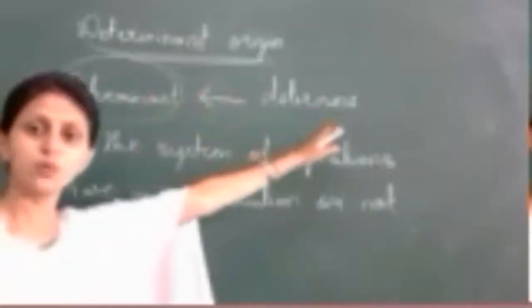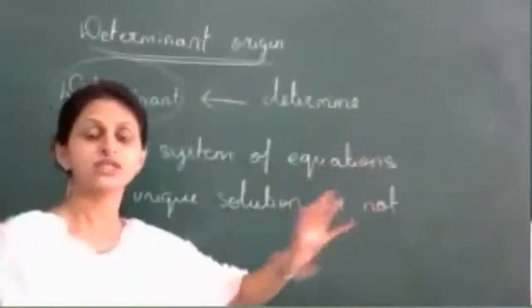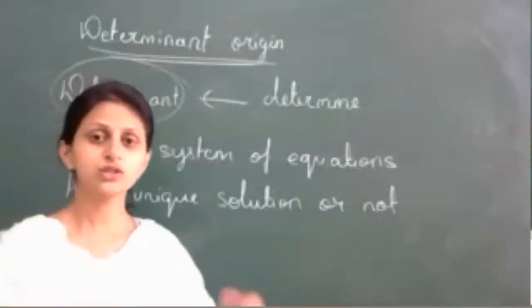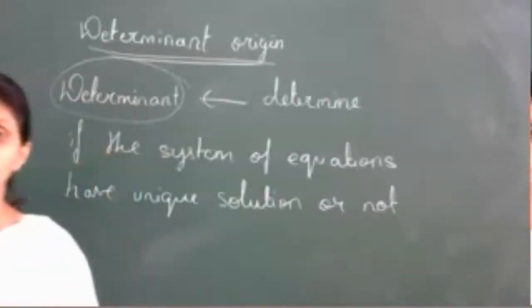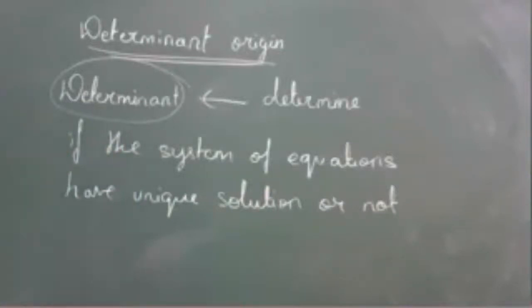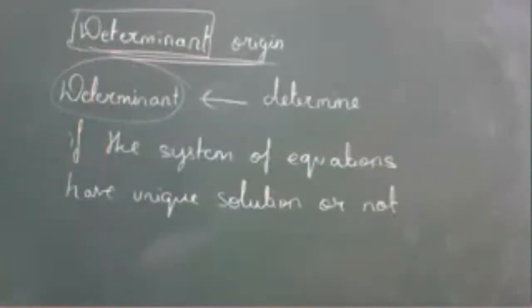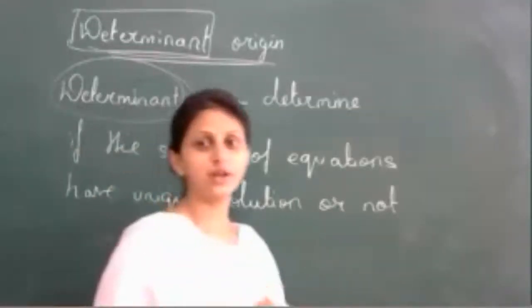Right? Also we know that the word determinant comes from the word determine. So it determines if the system of linear equations has a unique solution, infinitely many solutions, or no solution. Is that clear? And hence this name, determinant. So I hope we all know the origin of determinant now and also the purpose of this topic. Right? The purpose of the topic matrices was to find the solutions of linear equations.